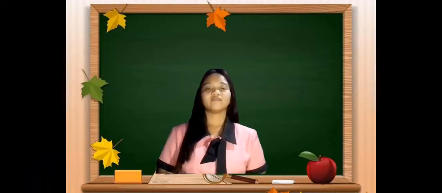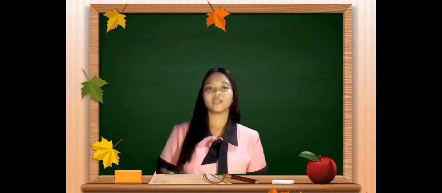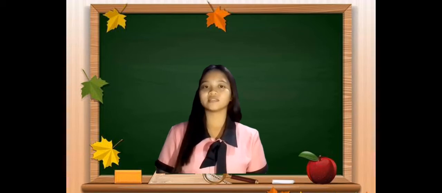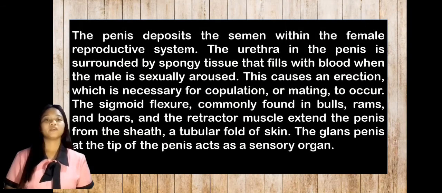Several glands add volume and nutrients to the sperm-rich fluid coming from the epididymis. They are known as the accessory sex glands. So the penis deposits the semen into the female reproductive system.